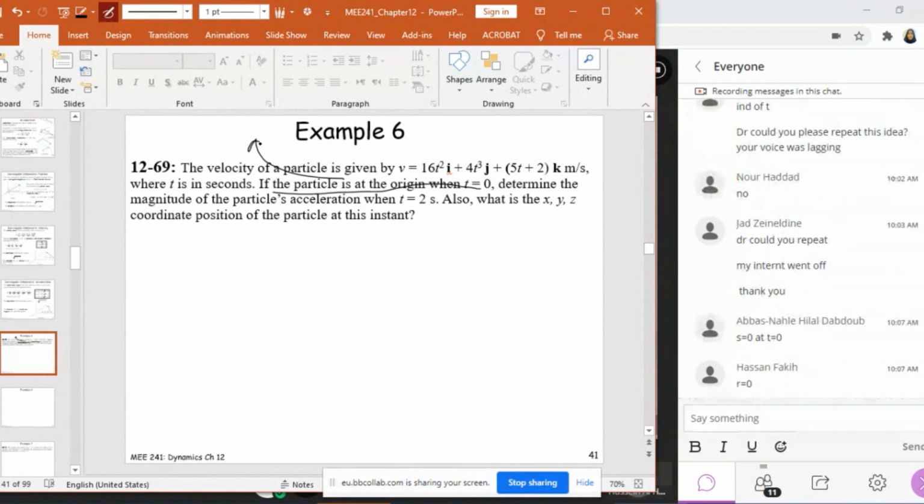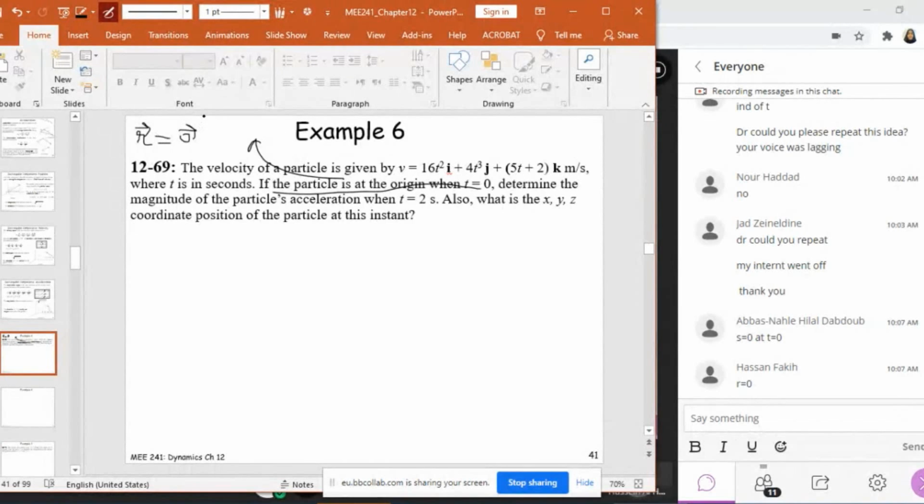Abbas is saying s is equal to 0 at t is equal to 0. This is not right, Abbas. Hassan is saying that r is equal to 0. You're right, Hassan. r in vector form is equal to 0. So this means in curvilinear motion, guys, that r in vector form is equal to 0.